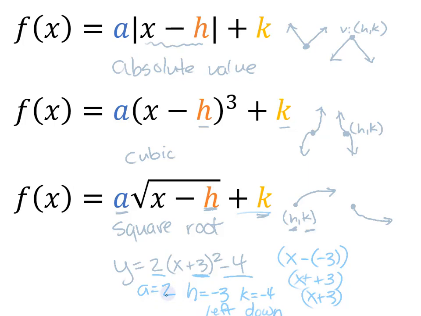Lastly, coming back to a, if my value here is 2, so positive, do we have a reflection over the x-axis? No. What does that 2 do to my graph? Does it stretch it vertically or compress it vertically?